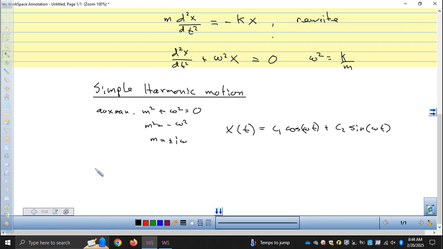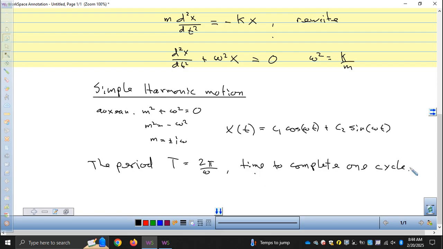The period T is 2 pi over omega. And if you remember from pre-calc, we talked about the period of these functions. We call this b, 2 pi over b. And the period is the time to complete one cycle. So the period could be 3 seconds per cycle, something like that.